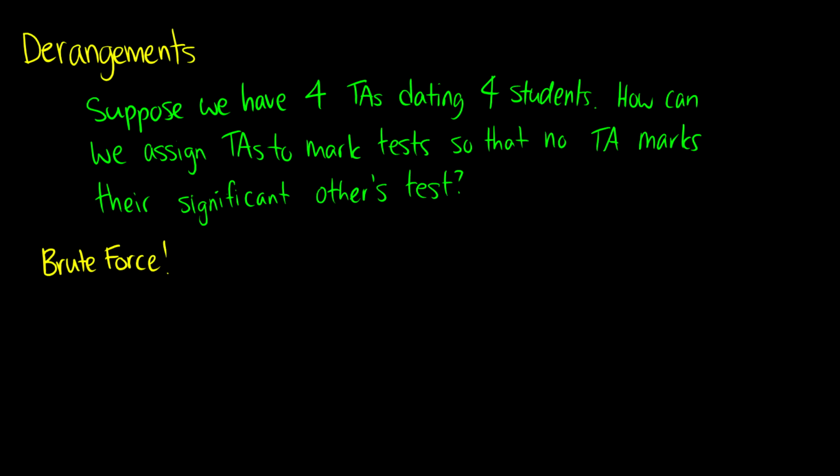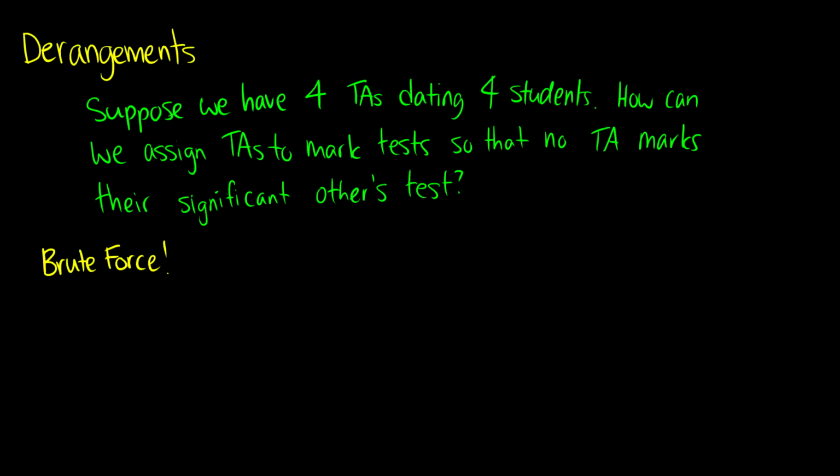So derangements. Here's a question. Suppose we have 4 TAs dating 4 students. These students, of course, happen to be taking the class that the TAs are working in. How can we assign the TAs to mark tests, specifically these 4 students' tests, so that no TA marks their significant other's test? Because if one of the TAs that are dating Sally happens to mark Sally's test, there could be some unfair marking there. So how many ways can we do this so that none of the TAs are going to mark their significant other's test?